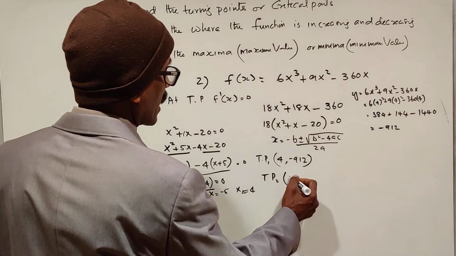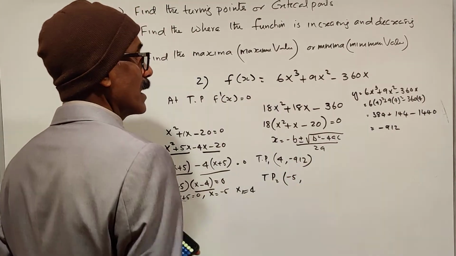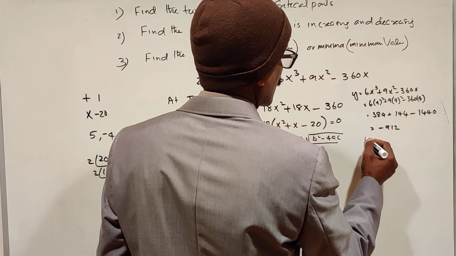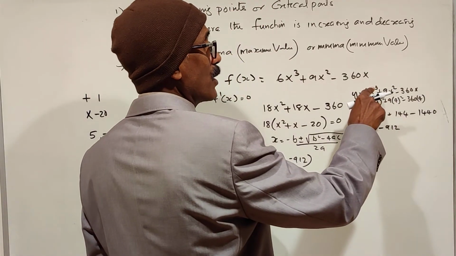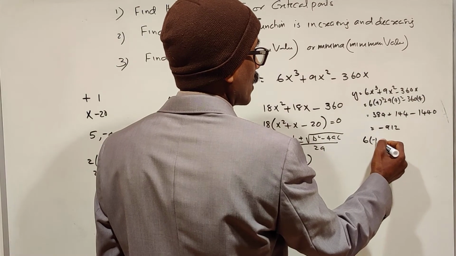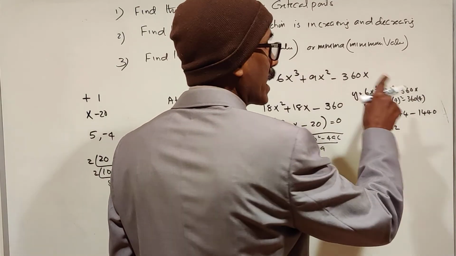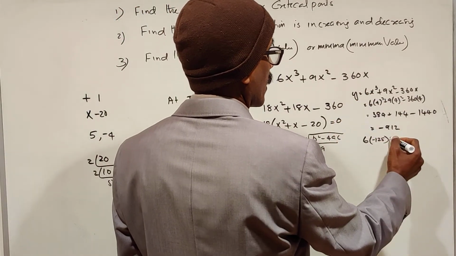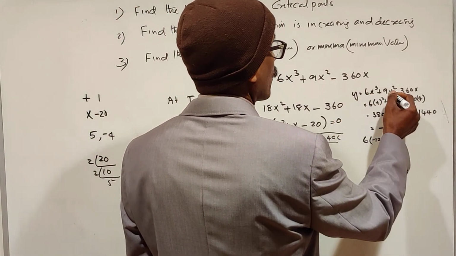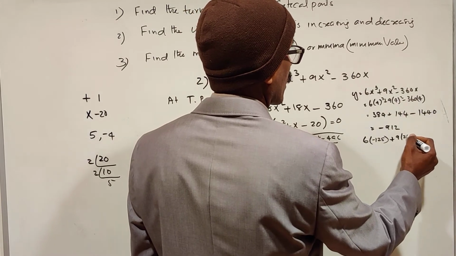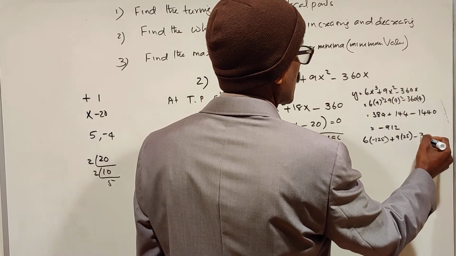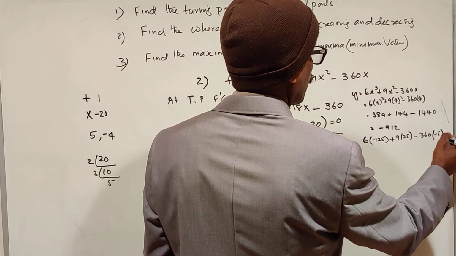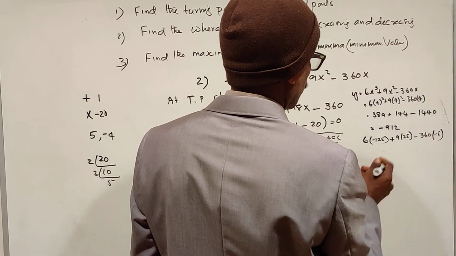See, x is minus 5. You need to find the value of y. 6 into minus 5 cube, 5 cube is 125. Okay, minus 125, because minus 5 times minus 5 times minus 5 is minus 125, plus 9 into minus 5 square is 25, positive, minus 360 times minus 5. Okay, so this becomes plus.